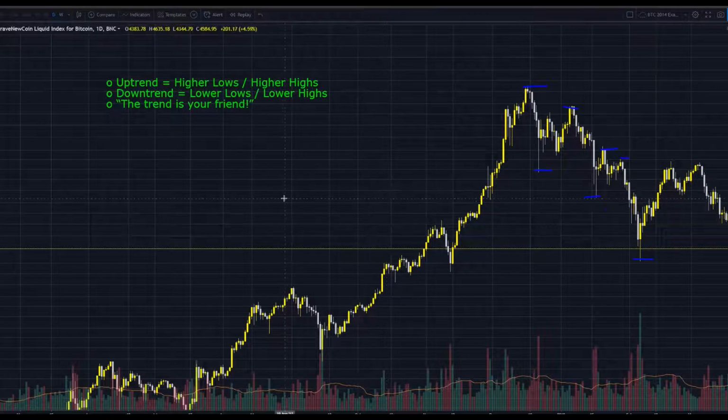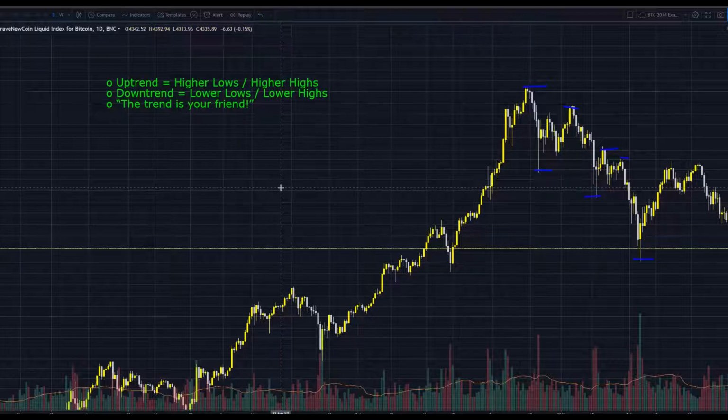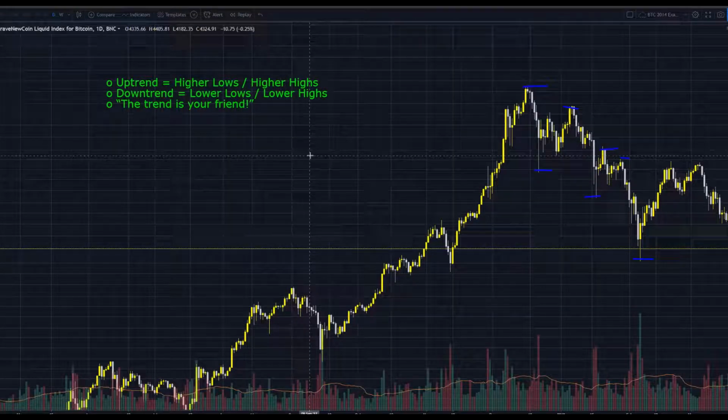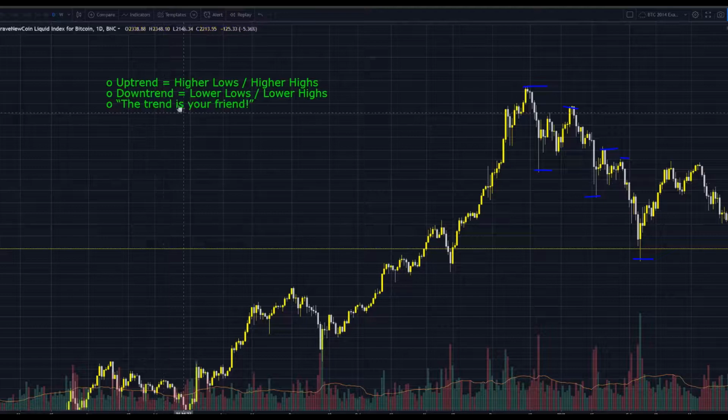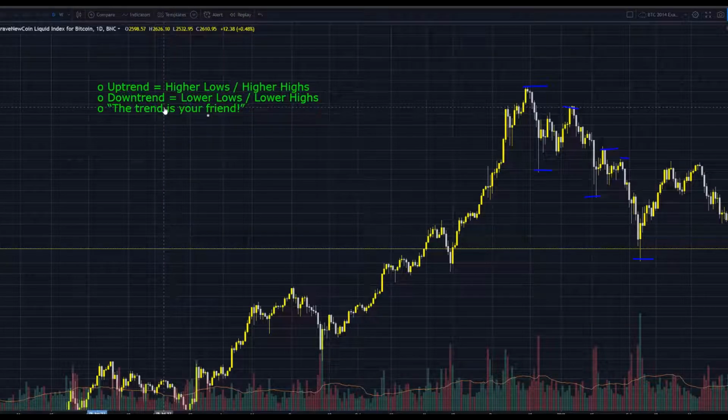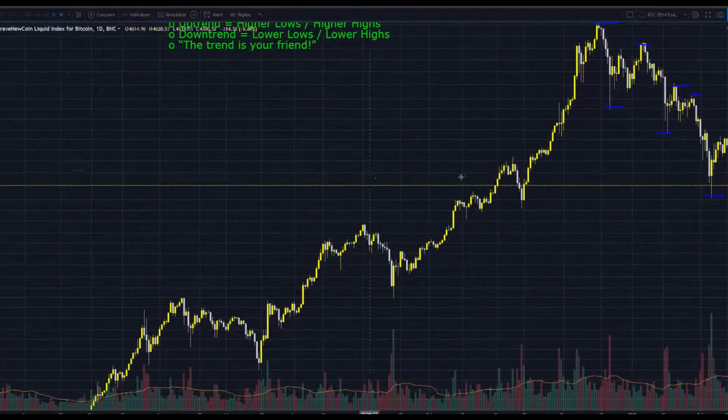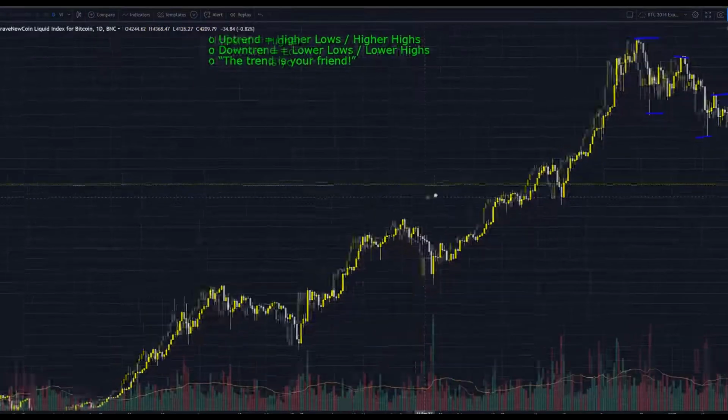And the trend is your friend, right? We want to know whether we're in an uptrend or a downtrend because we want to trade with the trend. Now, we don't always have to do it, but when you do trade with the trend, you are going to win more of your trades. You're going to have better win rates, you're going to be more confident, and you're just going to have better runs, right?